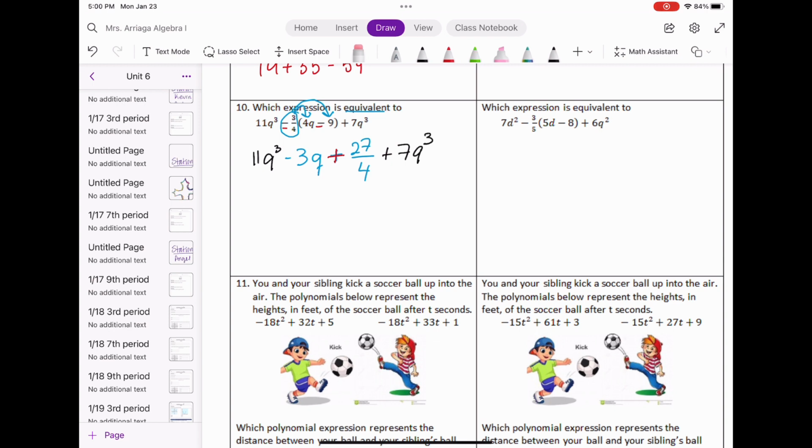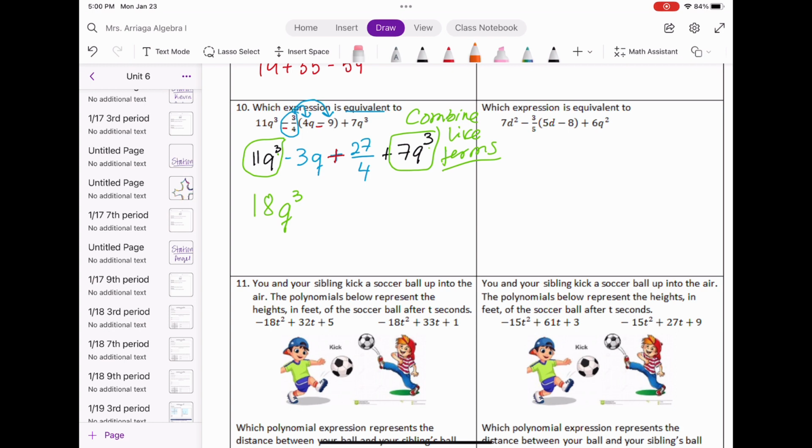Okay, now that we don't have to distribute anything else, now we can combine. So let's combine like terms. So we got that 11q to the 3, and we can combine it with that 7q to the 3. So what's 11 plus 7? That's 18. So 18q to the 3.